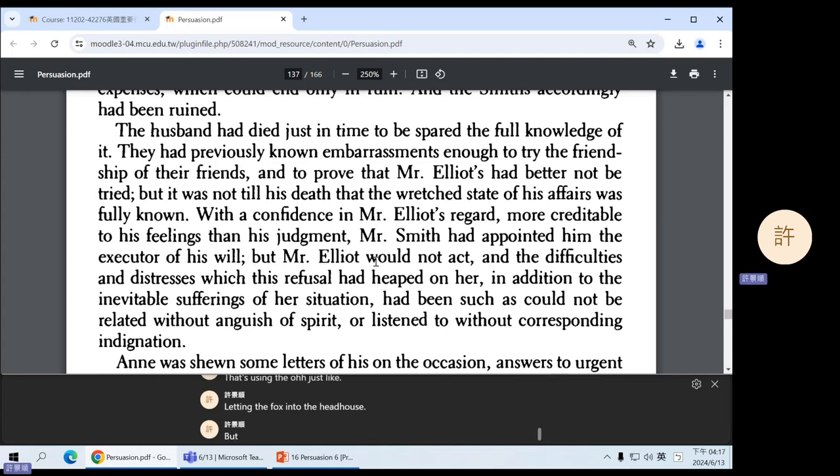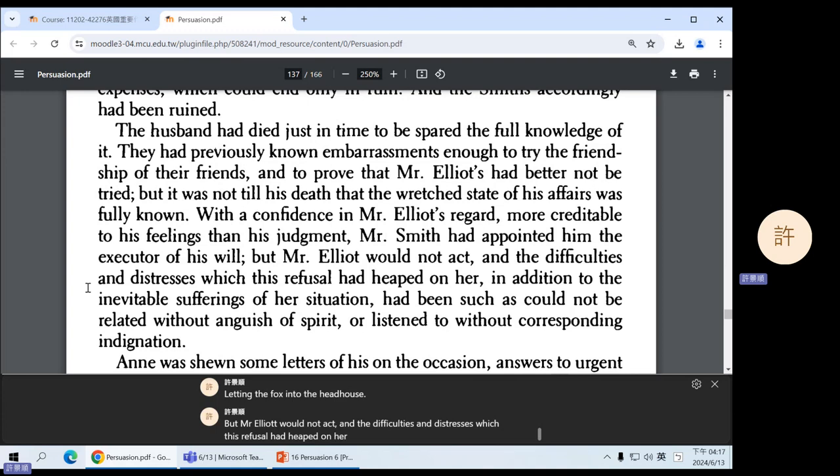But Mr. Elliot would not act, and the difficulties and distresses which this refusal had heaped on her, Mrs. Smith, in addition to the inevitable sufferings of her situation, had been such as could not be related without anguish of spirit or listened to without corresponding indignation.